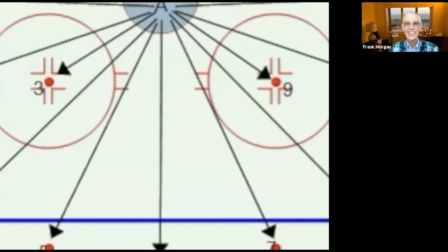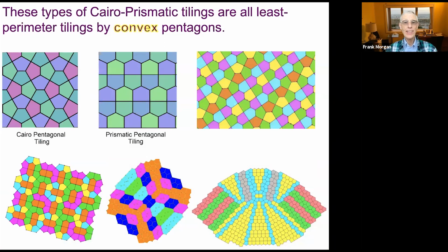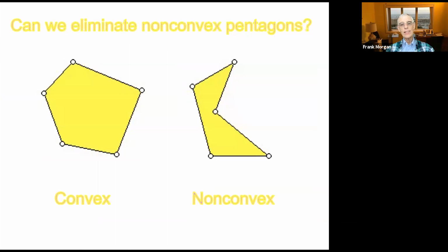Yeah, so good. Well, now, one of the flaws in the theorem I mentioned today, which I tried to de-emphasize when I was giving the talk, was that it only says that these tilings, the pentagonal, the prismatic and Cairo tilings and those mixtures, are minimizing in the category of convex pentagonal tiles. And so what we weren't able to prove back then was to eliminate non-convex tiles mixed in with them. Now, a non-convex tile is very inefficient.